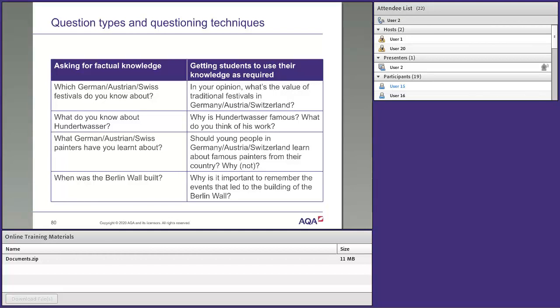What's the value of traditional festivals? They'll still tell you what festival they know about, but then they will go on to explain how important that is for that town, area, region, whatever. Again, you can see what, when, all factual things. Rather than "when was it built", why is it important to remember the events? So they can still say when it was built, and then they can explain why it was built, and then why it's important.